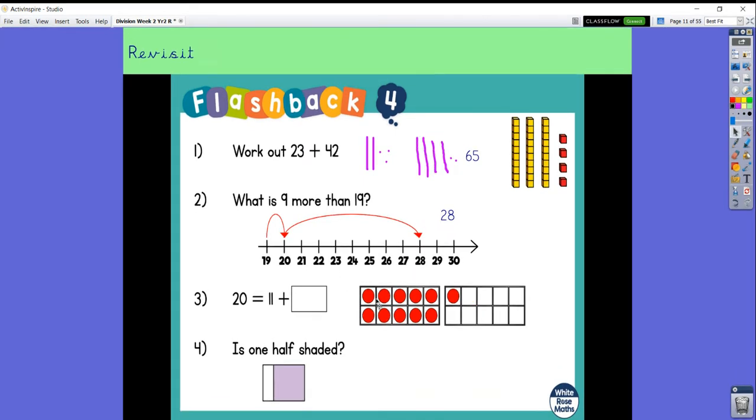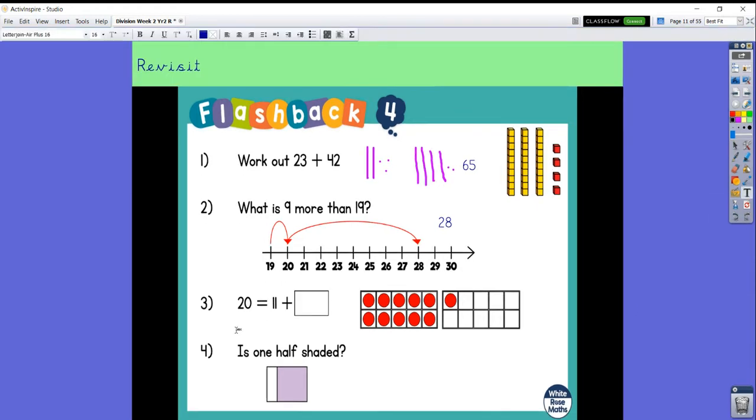Okay, we've got a little tens frame down here. Let's have a look at the tens frame first. So we've got a whole 10 and one extra one, which makes 11. So 20 equals 11, add something. Well, what do we need to add to make it up to 20? That would mean 2 tens frames overlap. Well, I need to add 9 more, because there's 9 empty spaces.